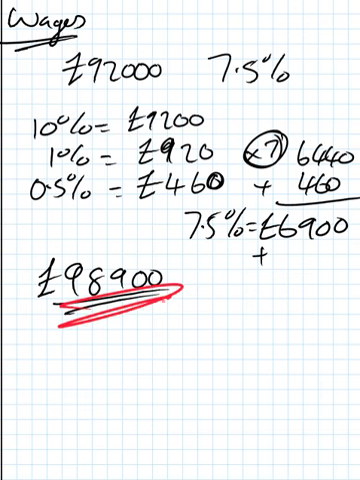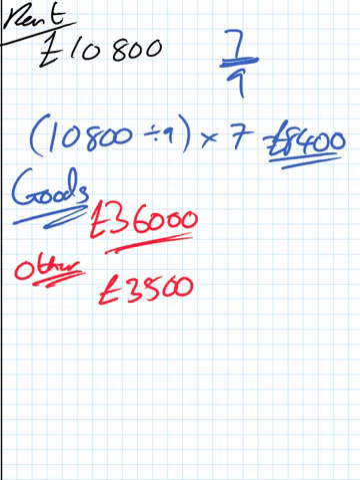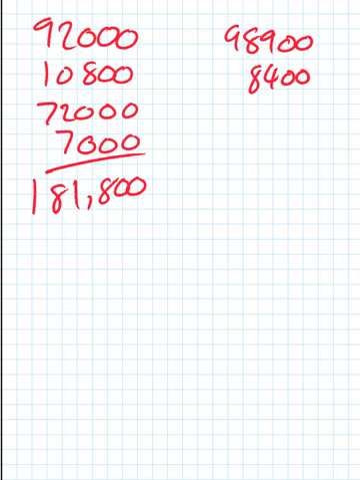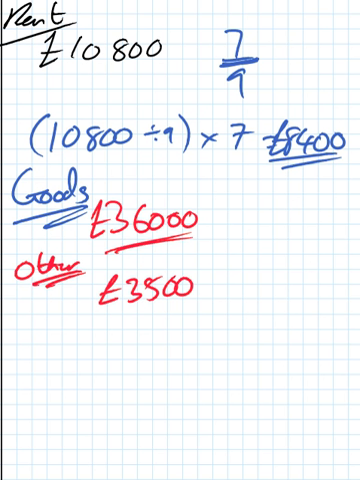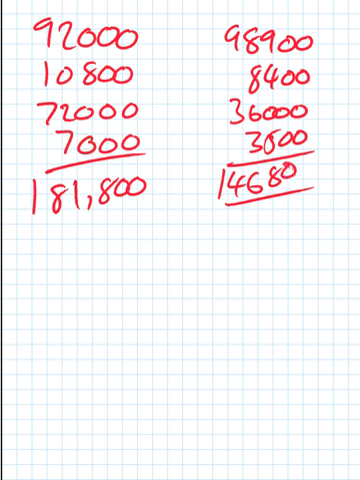Now what I'm going to do is work out all my other ones. So I've got here the new wage, which is 98,900. I've got my new rent, which is 8,400. And I've then got my goods, which is half the amount that it was. And I've got my other costs as well, which is half the amount that it was. So I add these up. And what I'm seeing is if the total cost is less than what it was previously, I can afford to spend more on goods. So that's £146,800.